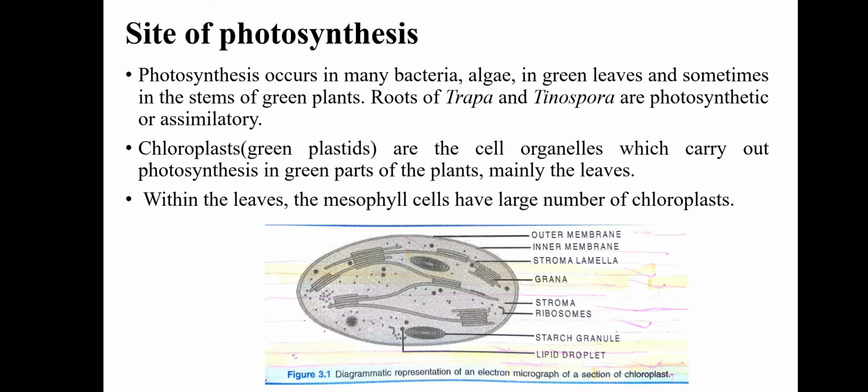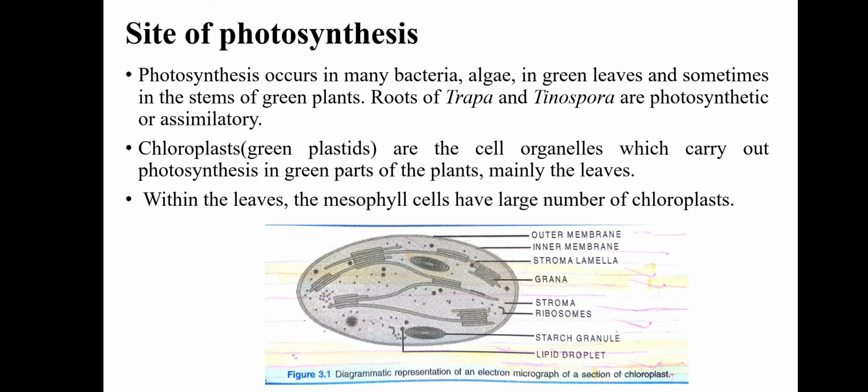Photosynthesis occurs in many bacteria, and bacteria also have chlorophyll. They have a specific type of chlorophyll, which is known as bacterial chlorophyll. Then algae can also perform photosynthesis. Green plants perform photosynthesis, obviously. Generally this process occurs in the green leaves, but sometimes it occurs in the stem also. Roots of Trapa natans plant also perform photosynthesis, so they are known as assimilatory roots.